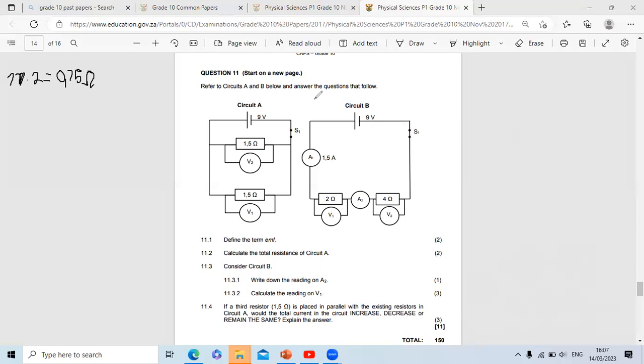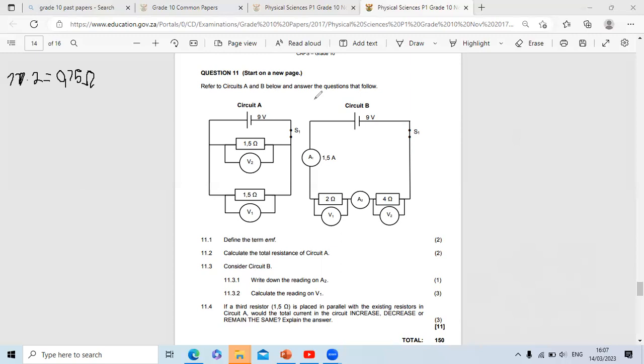So now, can you try to calculate the reading on V1 for circuit B? Because you remember that day when we were talking about bananas and stuff, where we were supposed to use ratios.